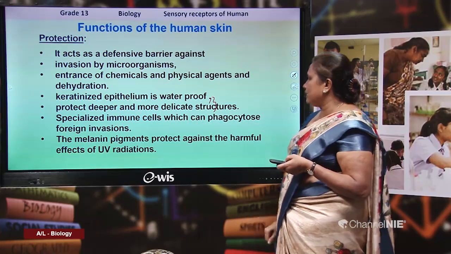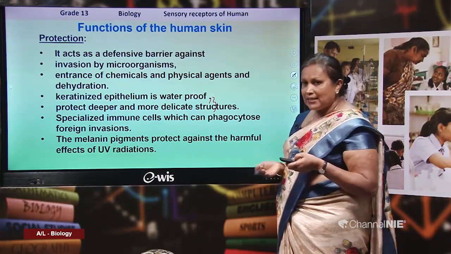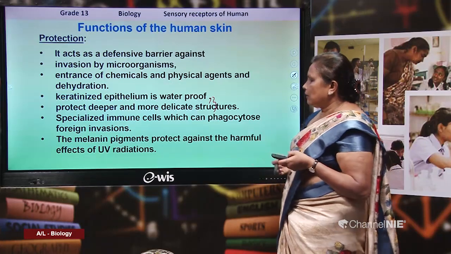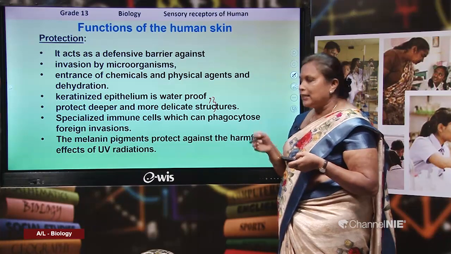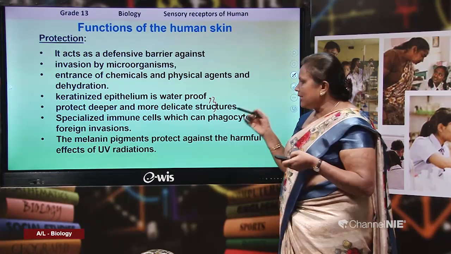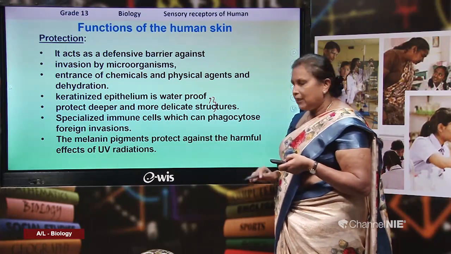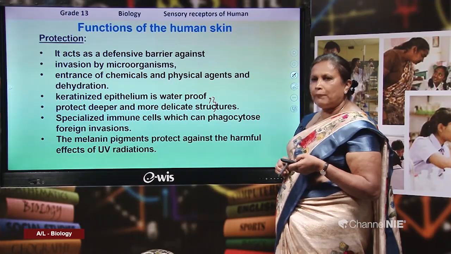Specialized immune cells can phagocytose foreign invaders. There are specialized mast cells, for example. Macrophages present in the dermis provide certain immunity, innate immunity. We call it innate immunity. So it's not a specific immunity. That is actually provided by certain immune cells found within the dermis. Melanin pigments protect against the harmful effect of UV radiation. That is important especially for people who live in tropical regions.